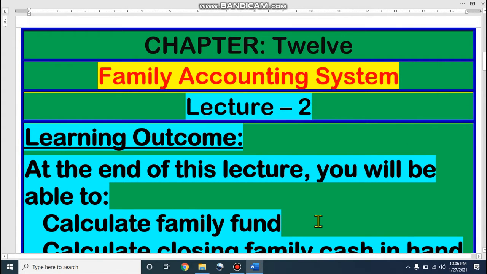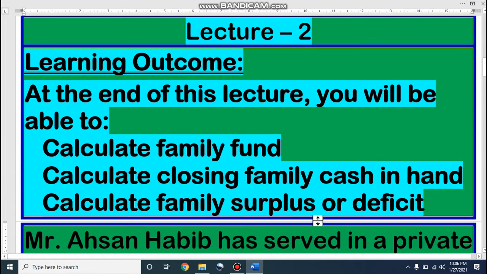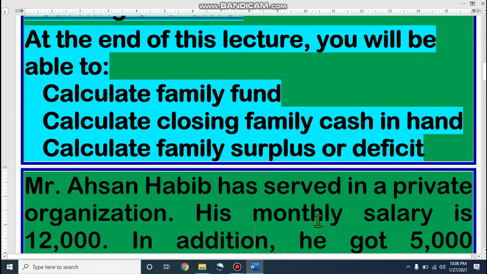Dear student, today we will discuss chapter 12. This is family accounting system and this is our second lecture. All of you know that in the first lecture we discussed what is family accounting system, and which account we have to prepare with the help of family accounting system. I hope all of you learned the given formula also. Today we will do math. After this lecture you will be able to calculate the family fund, closing family cash in hand, and family surplus or deficit.